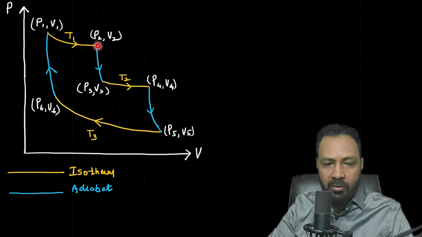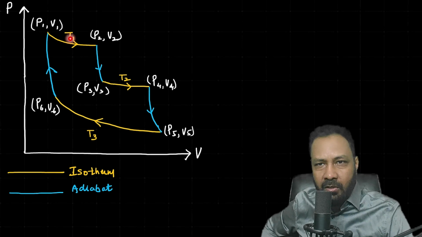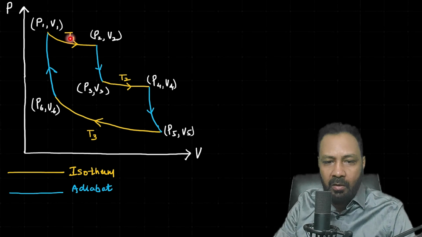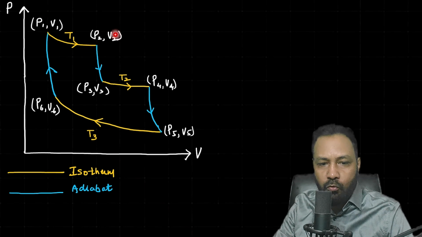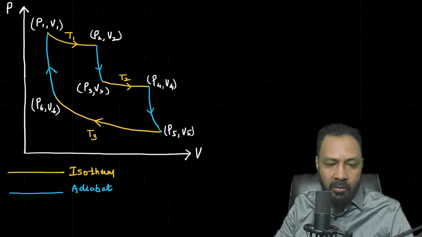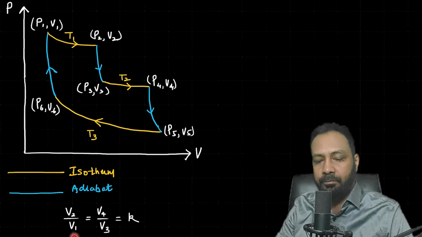And the volume expansion ratio for the two parts in which there is isothermal expansion are the same. So for this part, the volume expansion ratio is V2 by V1, and on this part the volume expansion ratio is V4 by V3, and they are the same. So I can write that ratio to be the same, say K. So V2 by V1 is equal to V4 by V3, and that is, suppose, K.